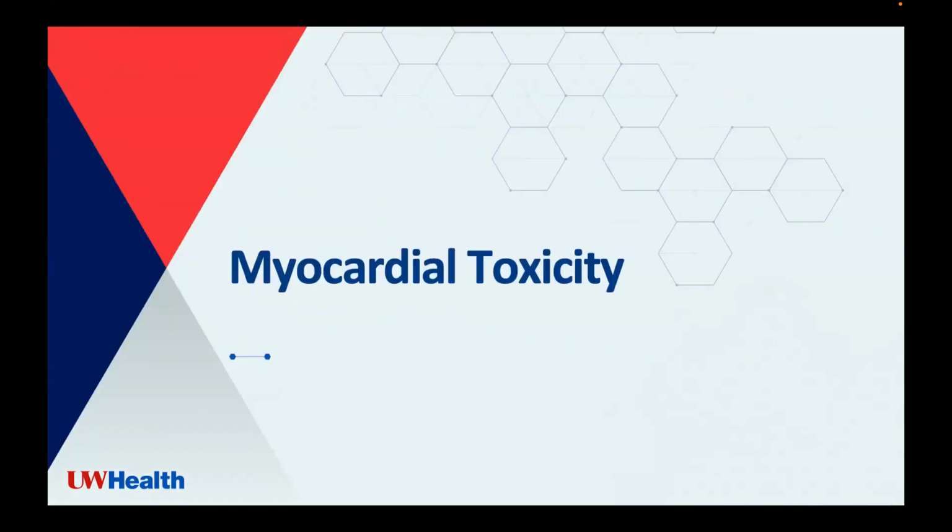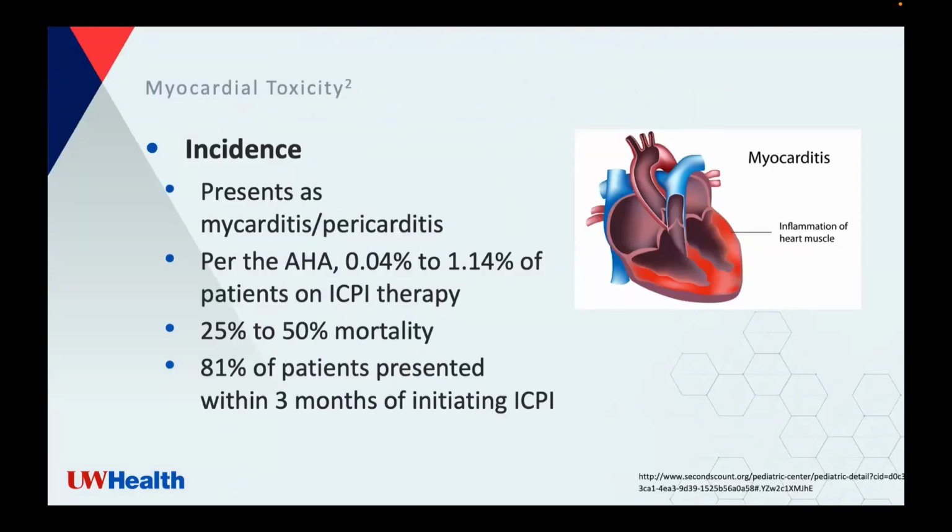So we're going to start our talk with myocardial toxicity. The incidence of myocardial toxicity typically presents as myocarditis or pericarditis. It's an overall rare toxicity, happening in only about 1% of patients. But the reason it's so important is it has a much higher mortality compared to the other toxicities, being 25 to 50%. This typically shows up roughly within 3 months of initiating the ICPI.